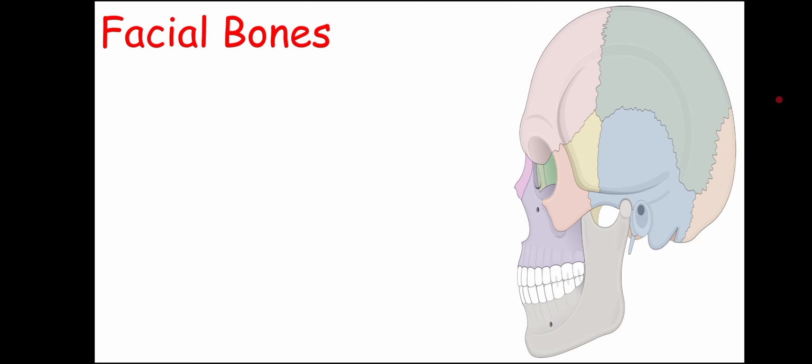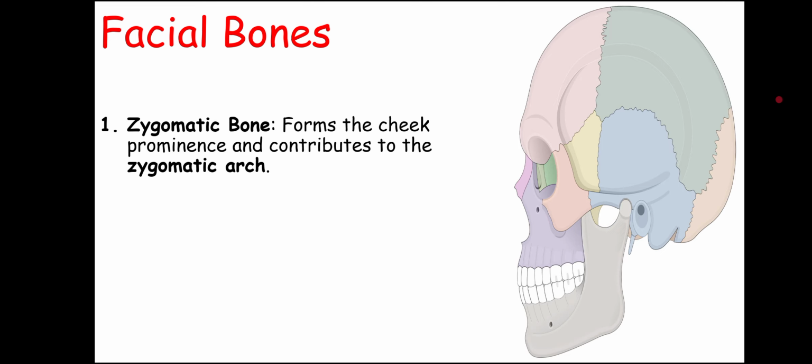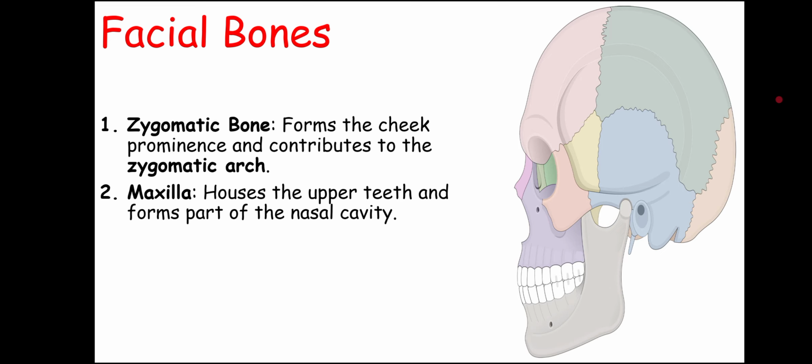Facial bones include the zygomatic bone in Norma Lateralis that forms the cheek prominence and contributes to the zygomatic arch. Then the second facial bone in the Norma Lateralis is the maxilla that houses the upper teeth and forms part of the nasal cavity. The third bone that can be seen in Norma Lateralis is the mandible, that is the lower jaw bone including the ramus, body and mental foramen. The next facial bone that can be seen from Norma Lateralis is the nasal bone that forms the upper part of the nasal bridge.